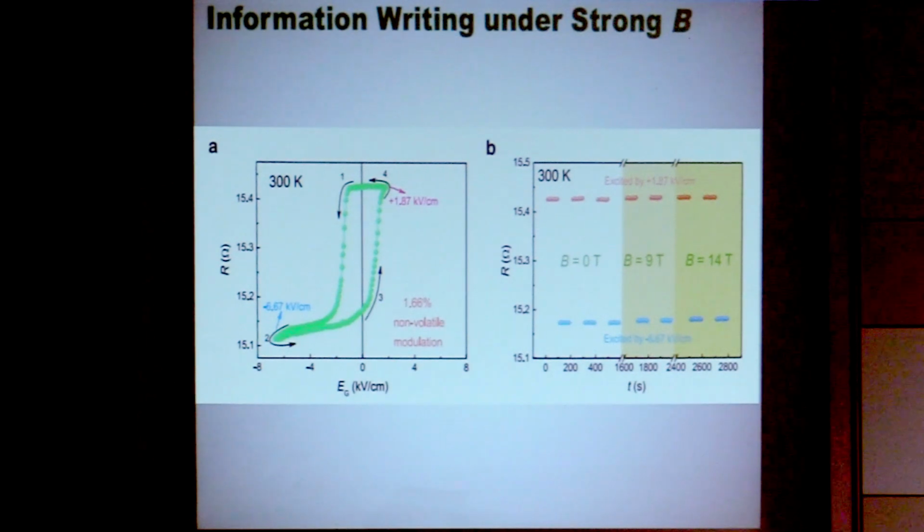This kind of memory device, we can also write with a so-called unipolar switch for a ferroelectric substrate. And this kind of information writing is very stable, even under a magnetic field of 14 Tesla, because there's no current, so you will not have the effect from the Lorentz force.